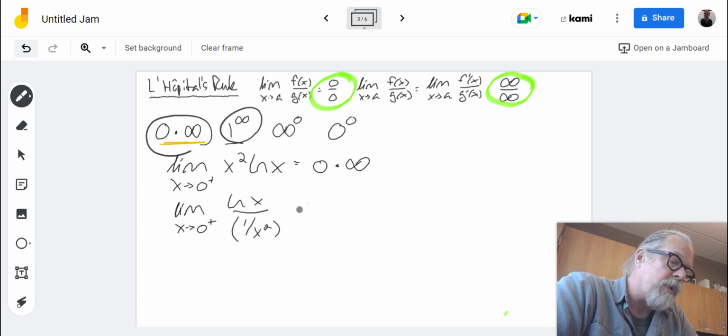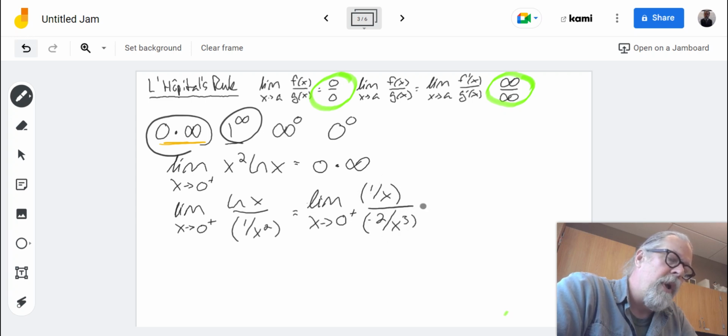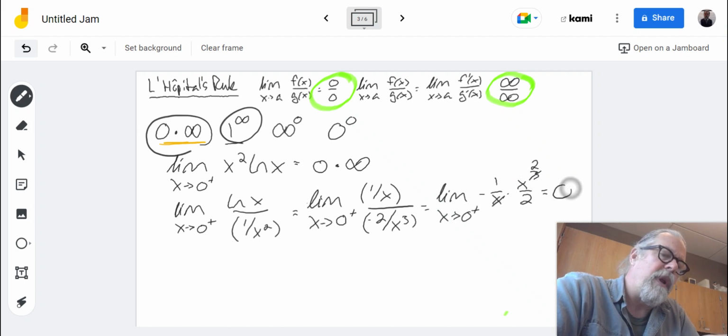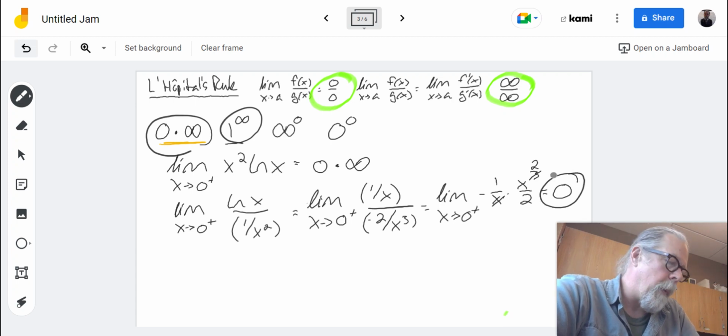The derivative of natural log of x is, excuse me while I write, 1 over x. The derivative of x to the negative 2 is negative 2 x to the negative 3, and I'll just write that as a fraction. A little bit of algebra gives us 1 over x times x cubed over 2 with a negative out front. A little bit of simplification gives us that this limit is in fact equal to 0.